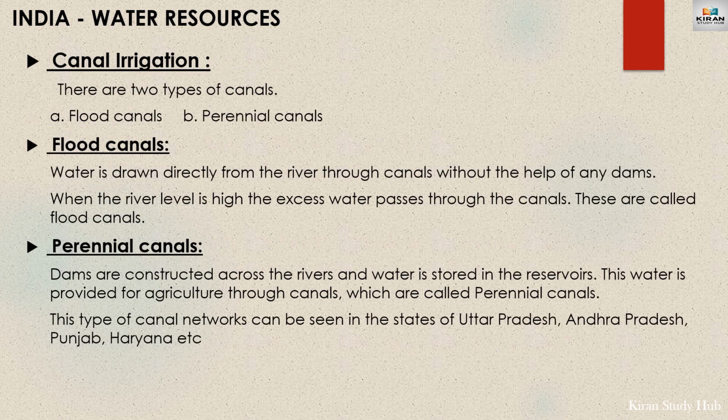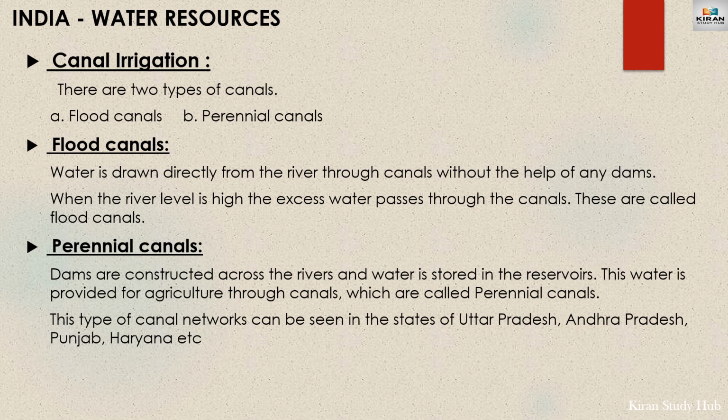Canal irrigation. In canal irrigation, water is provided for agriculture through canals. There are two types of canals: flood canals and perennial canals. In flood canals, the water is drawn directly from the river through canals without the help of any dam. When the river level is high, the excess water passes through the canals. Flood canals are seasonal in nature. We get water only during a certain season, usually the rainy season.